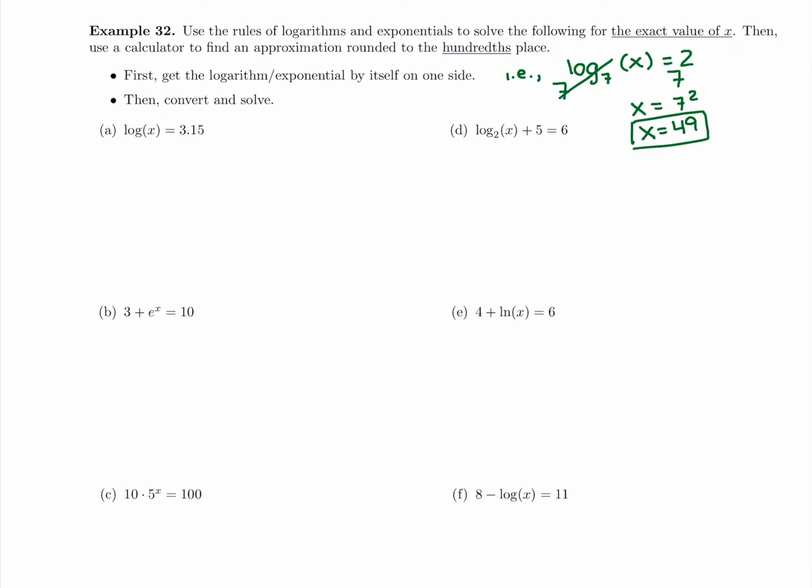So that's the concept we want to use throughout. We want to get the log on one side by itself, just like this first step says. And then we want to use the opposite operation to get rid of it. So an exponent will get rid of logs. So I'm going to start with these log ones here.